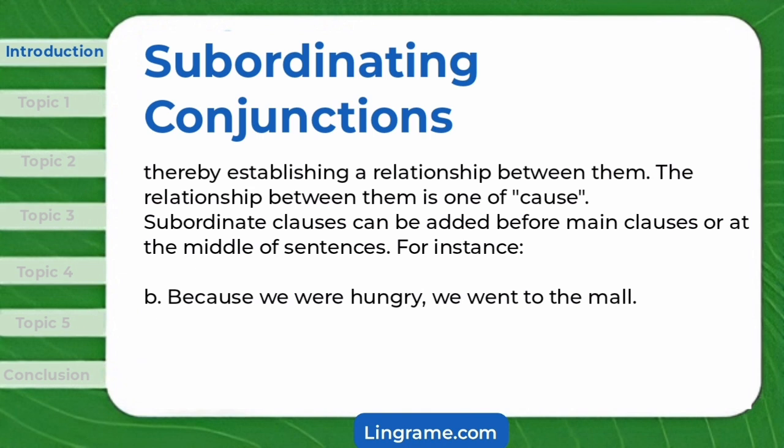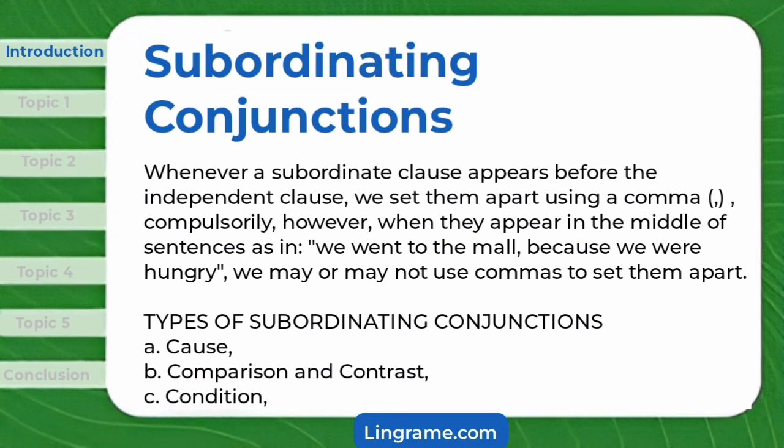Subordinate clauses can be added before main clauses or in the middle of sentences. For instance, because we were hungry, we went to the mall. Whenever a subordinate clause appears before the independent clause, we set them apart using a comma, compulsorily. However, when they appear in the middle of sentences as in, we went to the mall, because we were hungry, we may or may not use commas to set them apart.